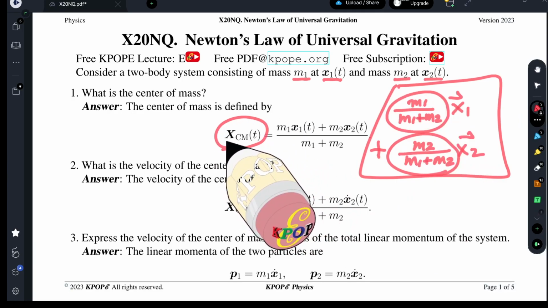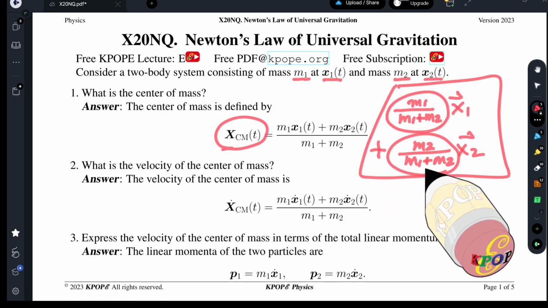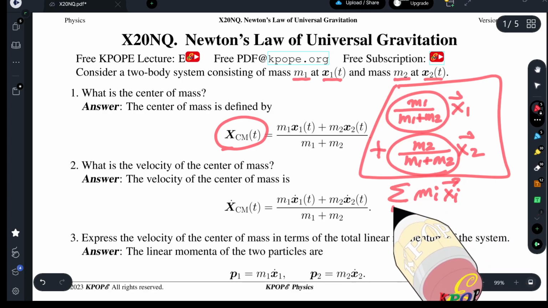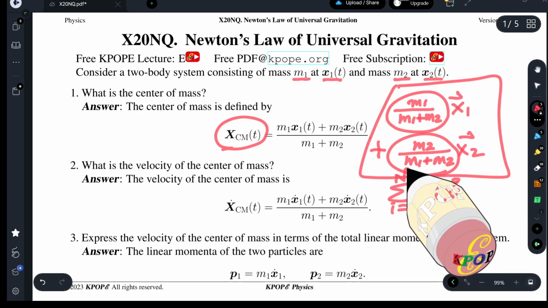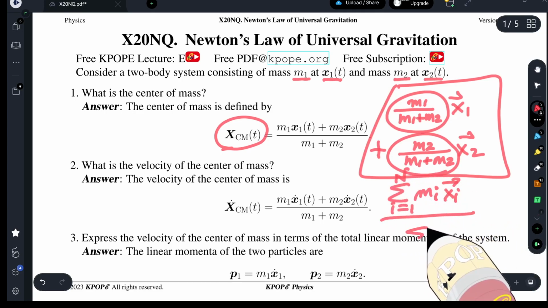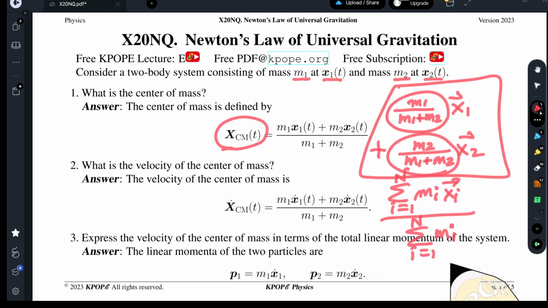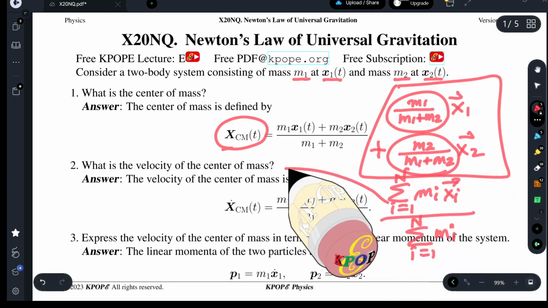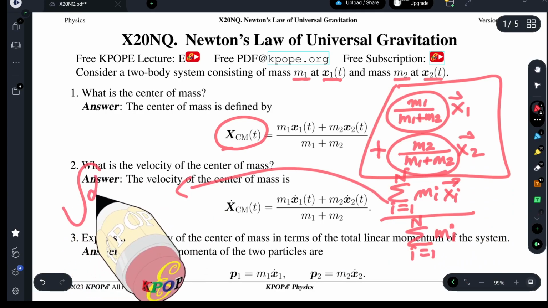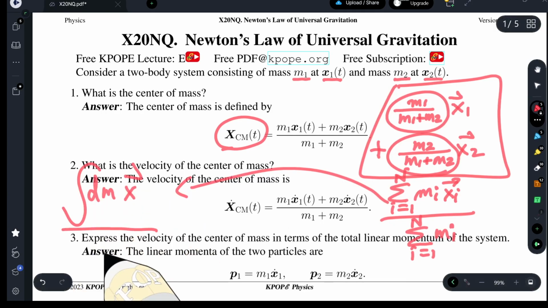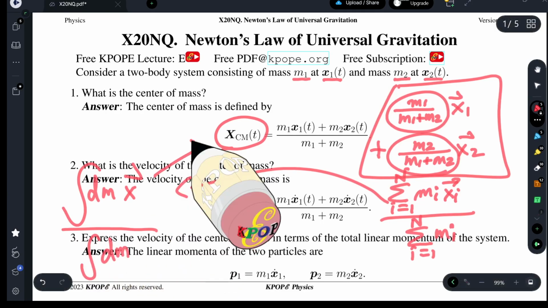In general, if we have many particles, then the sum of mi xi, where i runs from 1 to the number of particles, divided by the sum of the masses. This is the center of mass of an n-body system. If you have a continuous mass distribution, the sum should be replaced with an integral over the mass distribution divided by the total mass. Everything else is the same.